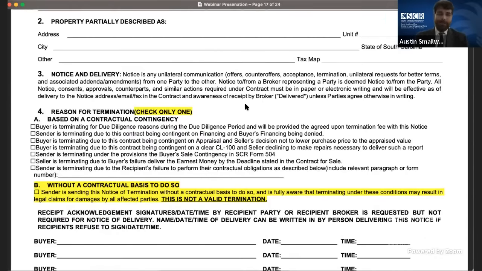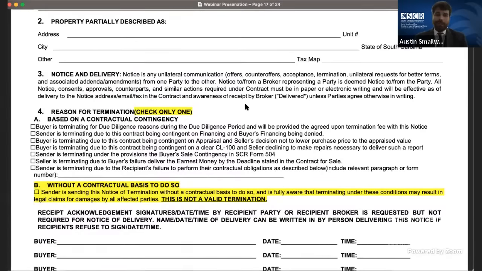So the first is that the buyer is terminating for due diligence reasons during the due diligence period and will provide the agreed upon termination fee with this notice. Again, the only way to properly terminate during due diligence is by delivering this form 313 and the termination fee. The release agreement does not do it. So you need to do it for this reason.